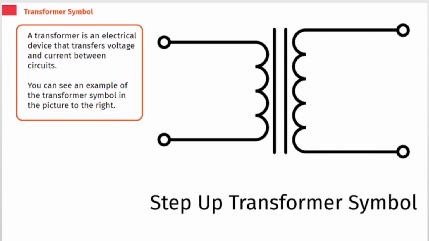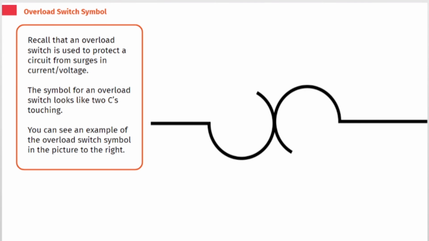A transformer is an electrical device that transfers voltage and current between circuits. You can see an example of the transformer symbol in the picture to the right. Recall that an overload switch is used to protect a circuit from surges in current or voltage. The symbol for an overload switch looks like two C's touching. You can see an example of the overload switch symbol in the picture to the right.